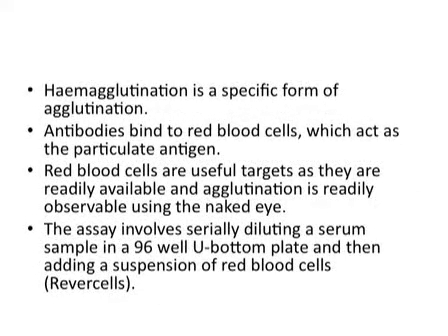Haemagglutination is a specific form of agglutination where antibodies bind to red blood cells, which act as the particulate antigen. Red blood cells are useful targets as they're both readily available and the results can easily be seen by the naked eye. Serum samples are serially diluted and then placed into a 96-well U-bottom plate. A suspension of red blood cells, RBC cells, is then added.